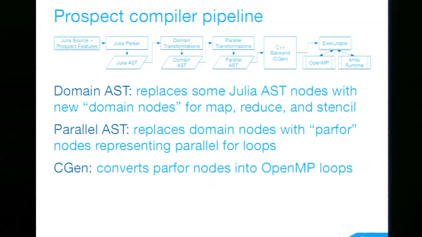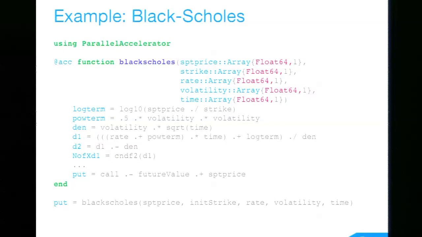After that, there's a parallel transformations phase, which replaces these domain nodes with what we call Par4 nodes, each of which represents one or more nested parallel for loops. And loop fusion also happens at that stage. And finally, all that gets handed off to our code generation pass, CGen, which converts Par4 nodes into OpenMP loops.